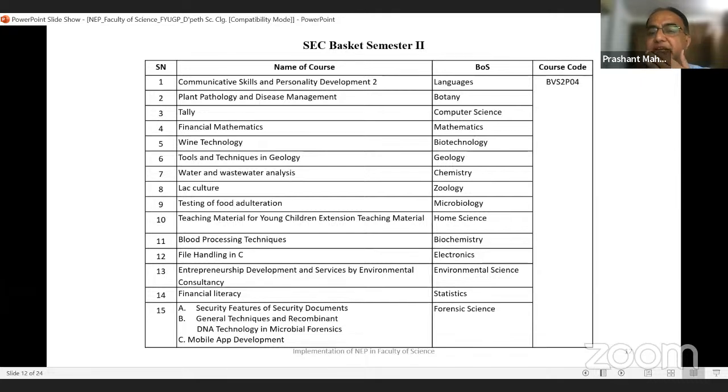You can ask here, sir, why did P04 come here? Because they are all practical subjects, so P will come because that is in the second semester. 2 will come because it is BSc, so B will come.